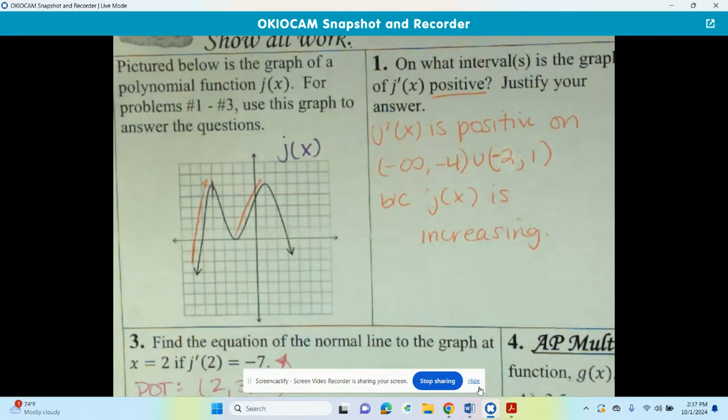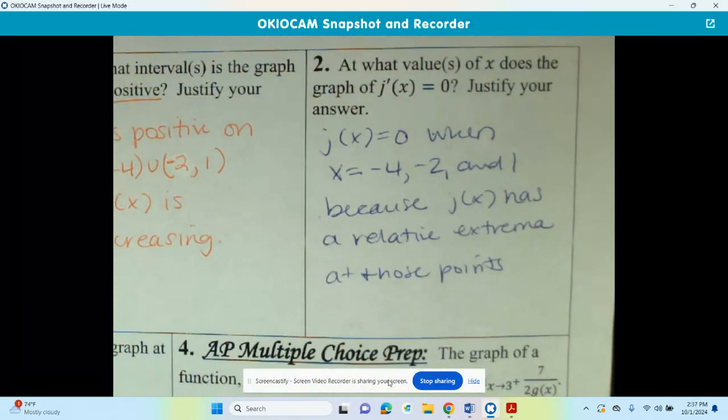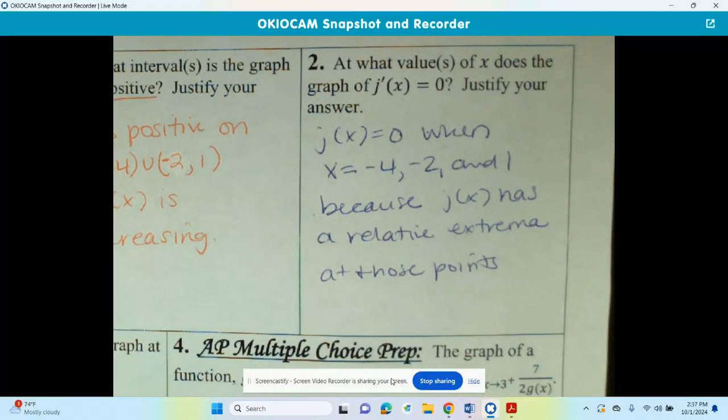All right, so for number 2, we're looking at our zeros. For what values of x does the graph of j prime of x equal 0? Well, that's going to be at our extrema, which on our graph was at -4, -2, and 1.